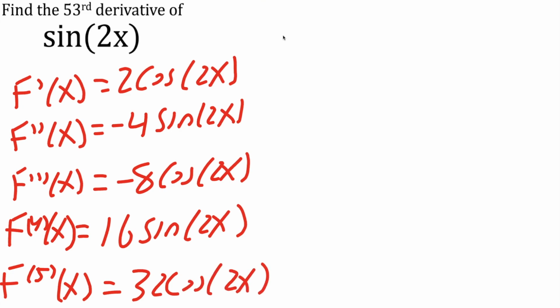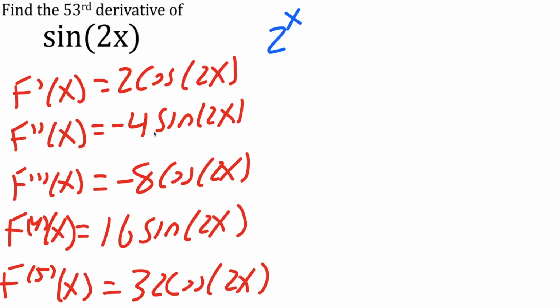At this point, we need to come up with a pattern. Look at the coefficients. The first derivative, it was 2. Second, it was 4. Third, it was 8. Fourth, it was 16. So it's like 2 raised to something. 2 raised to 1 is 2, 2 squared is 4, 2 cubed is 8, 2 to the fourth is 16. That's how we get the coefficient. It doesn't address the negative, just the number in front.